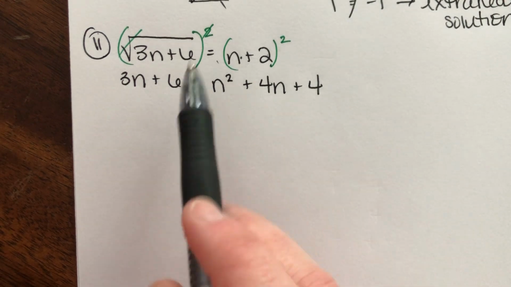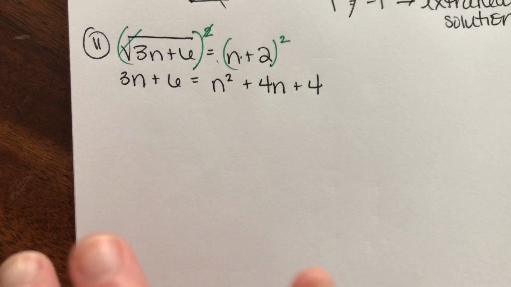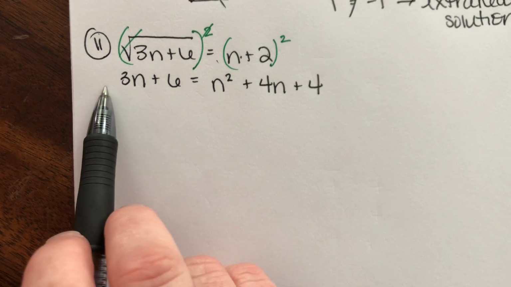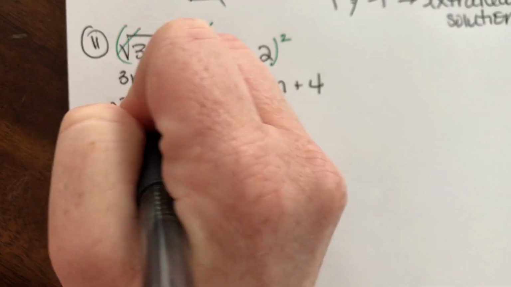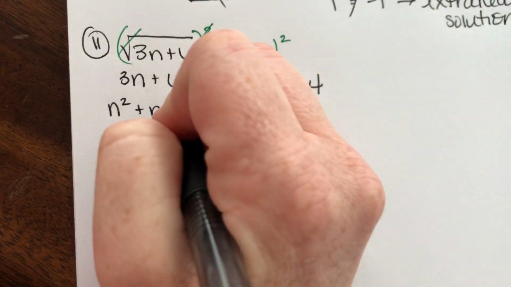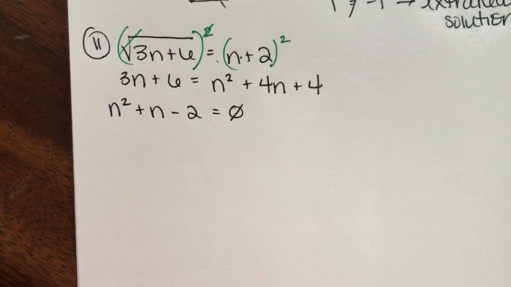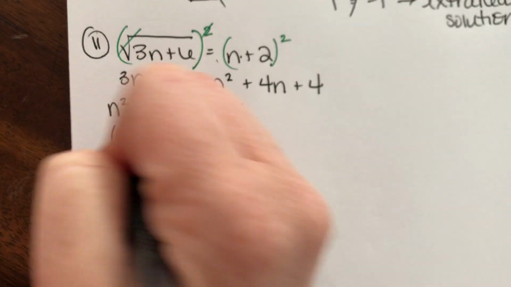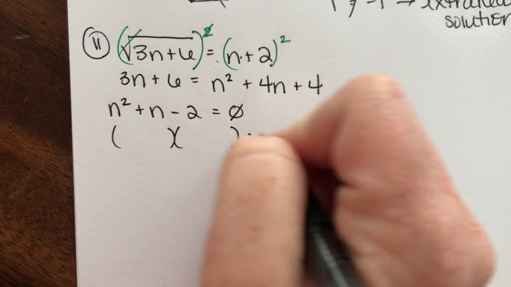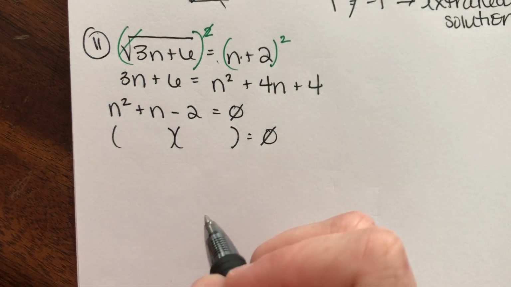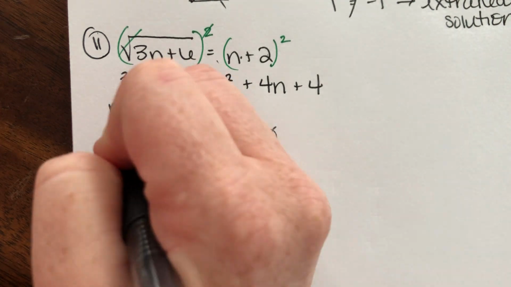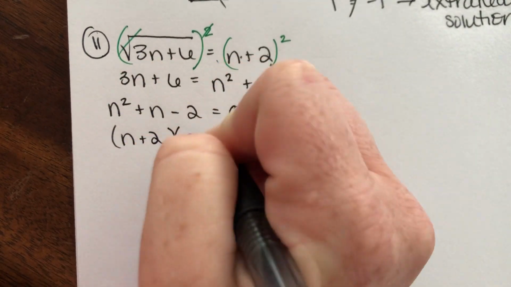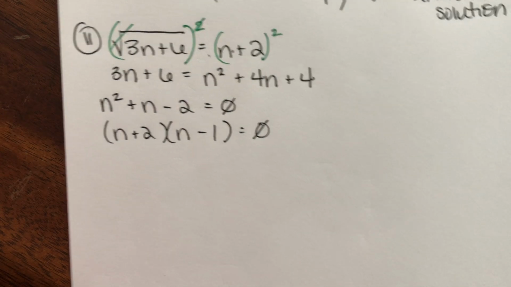Okay, easy peasy. So I have all the pieces of a quadratic. I want to move everything to one side of the equal sign. So I'm going to subtract 3n, and I'm going to subtract 6. So I'm going to end up with n squared plus n minus 2 equals 0. And now I can factor. Okay. Factors of negative 2 that add up to positive 1 are positive 2 and negative 1. n plus 2, n minus 1. This is similar to one we've already done.